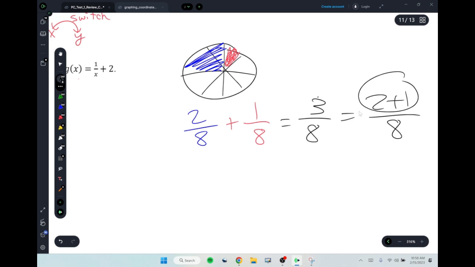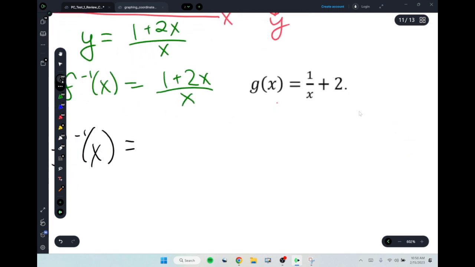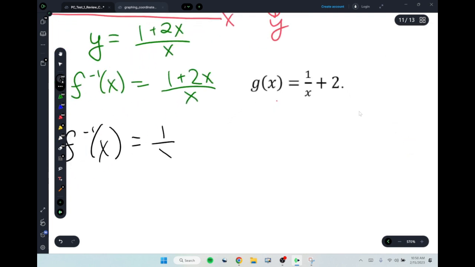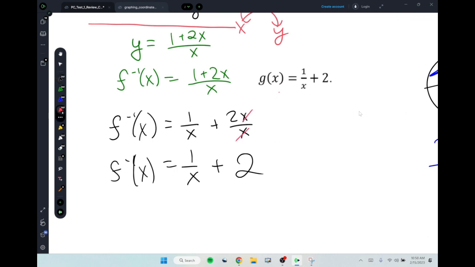Because look, 2 plus 1 is just 3, right? So fractions can be added and subtracted as long as the bottom stays the same. So what does that mean that x can do? Add 1 over x plus 2x over x. What happens to one of those x's? Yes, or it turns into 1. You're right for math's sake, but those 2 x's turn into 1, right? And now we've got the same thing.